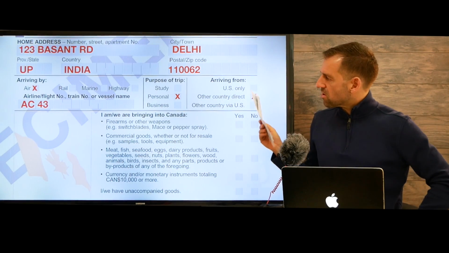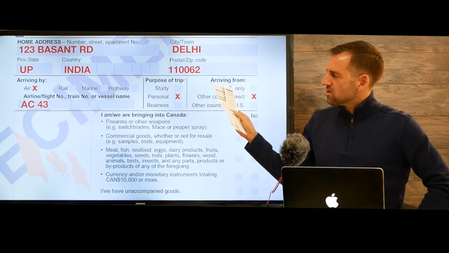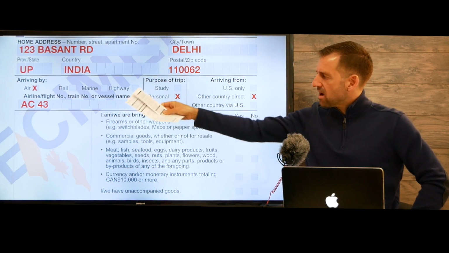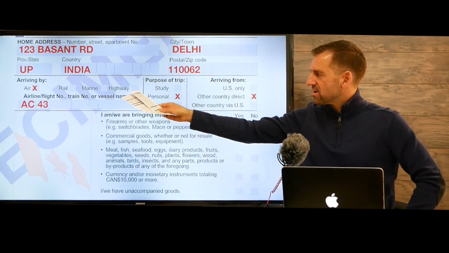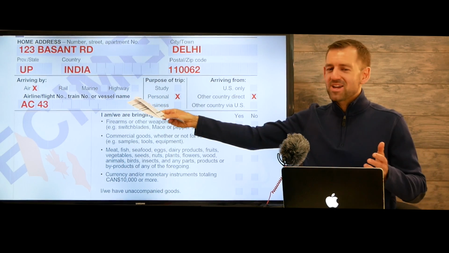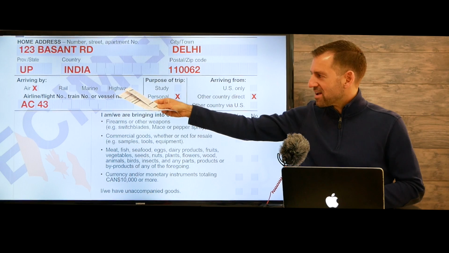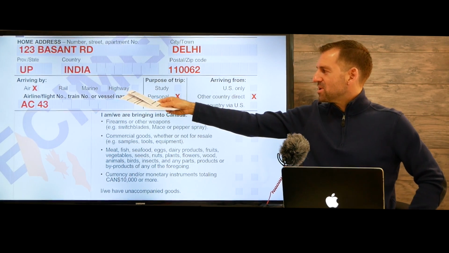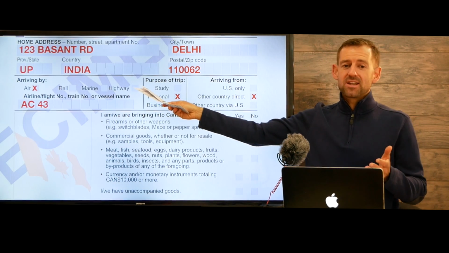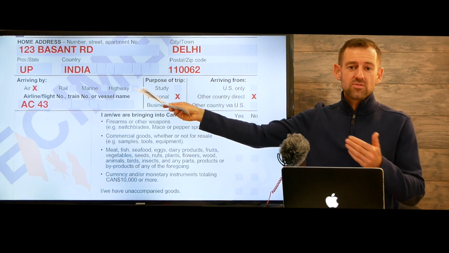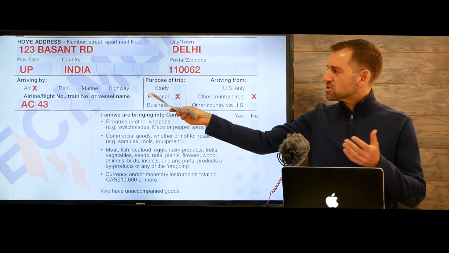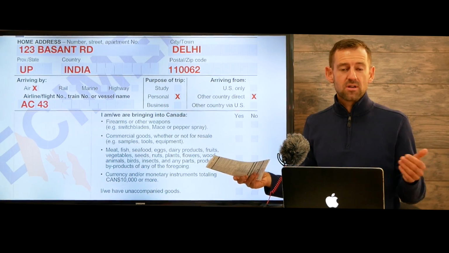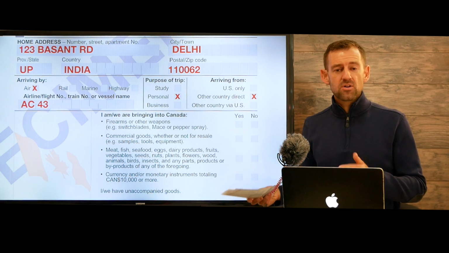Now here is our arrival information. So we're arriving by air. See, it says air, rail, marine, highway. Okay, nobody comes to Canada by rail. Nobody comes to Canada by ship. Nobody comes to, well, people come to Canada by highway, but only through the US, right? So we're assuming that someone is coming to Canada from another country, maybe India, maybe China, wherever.